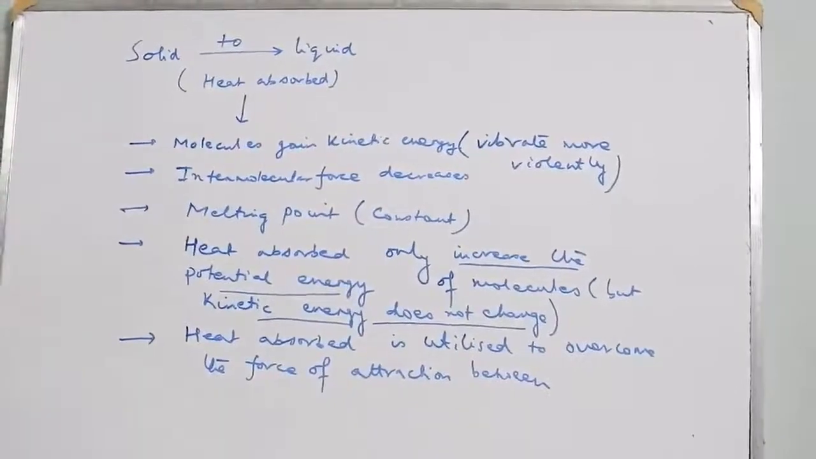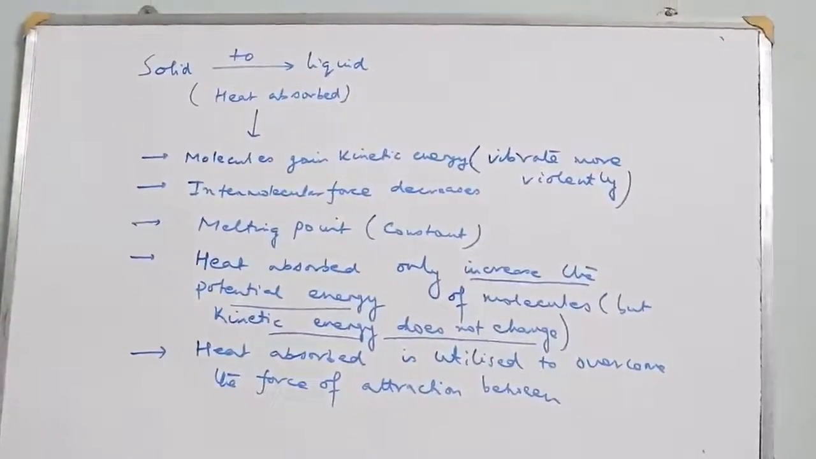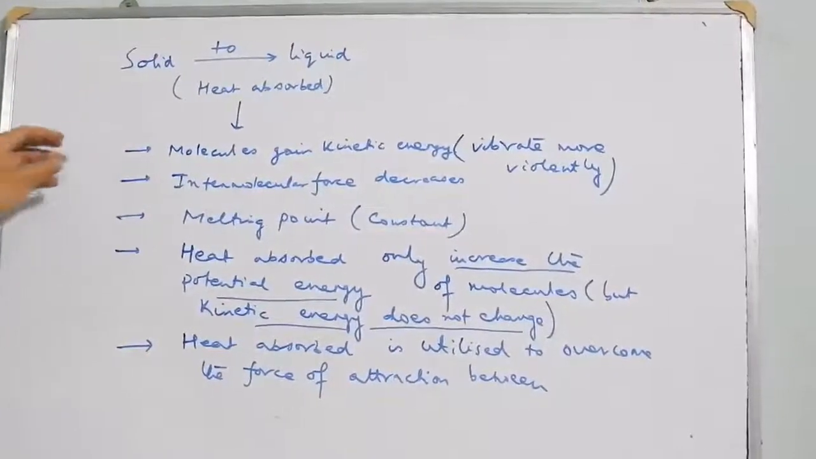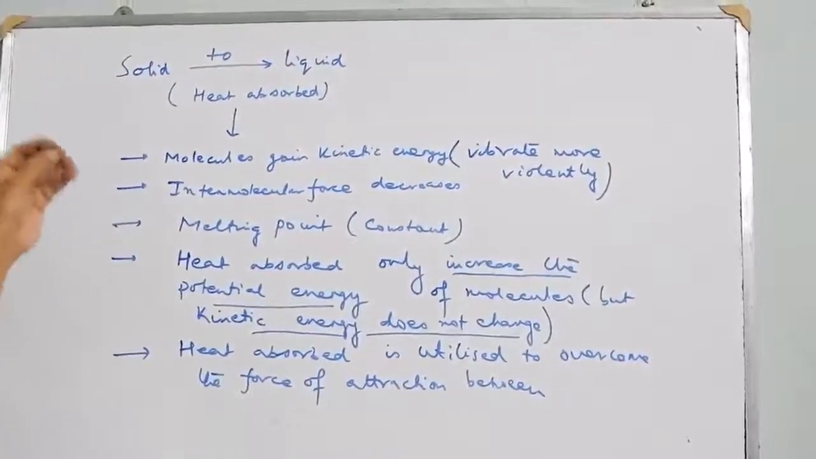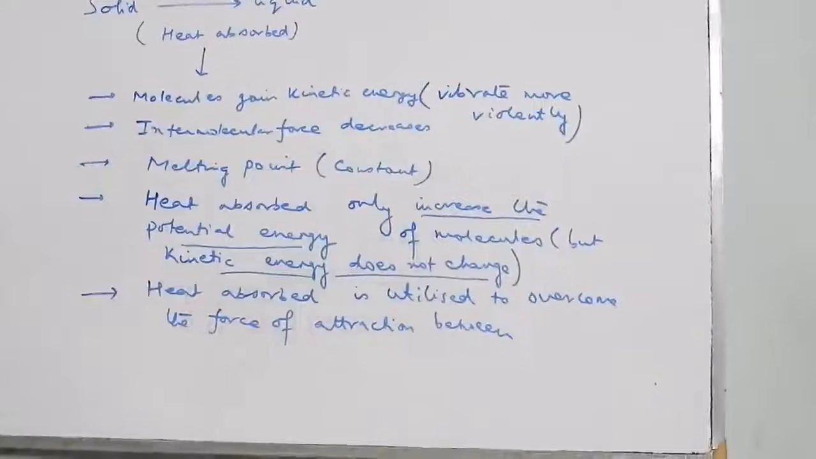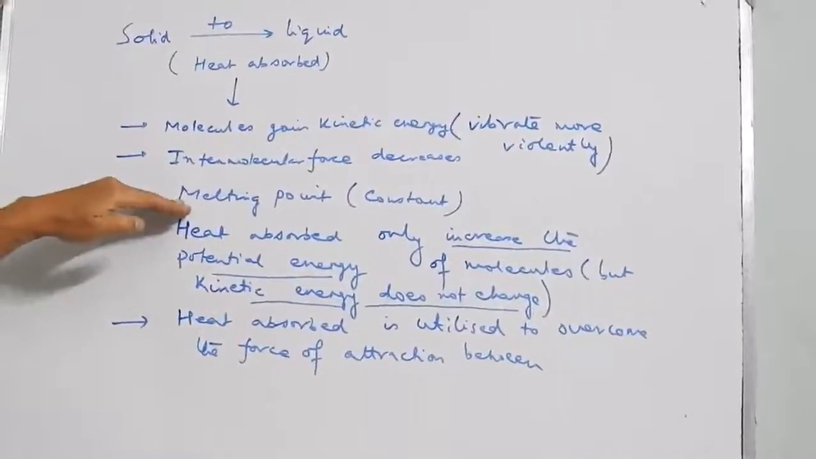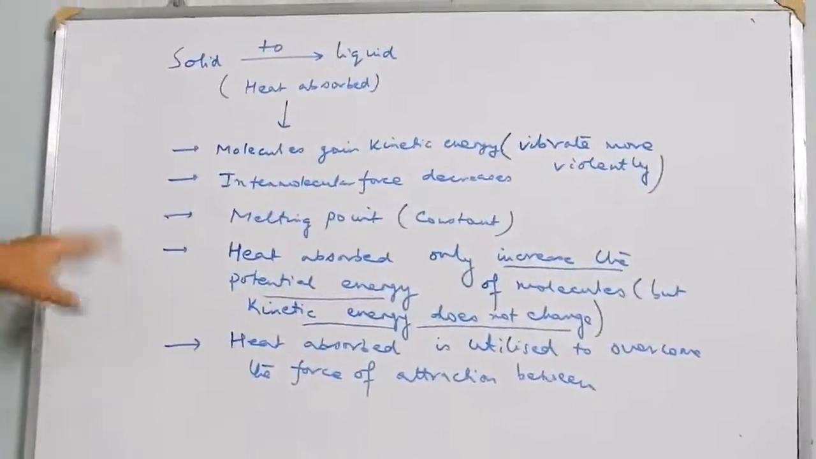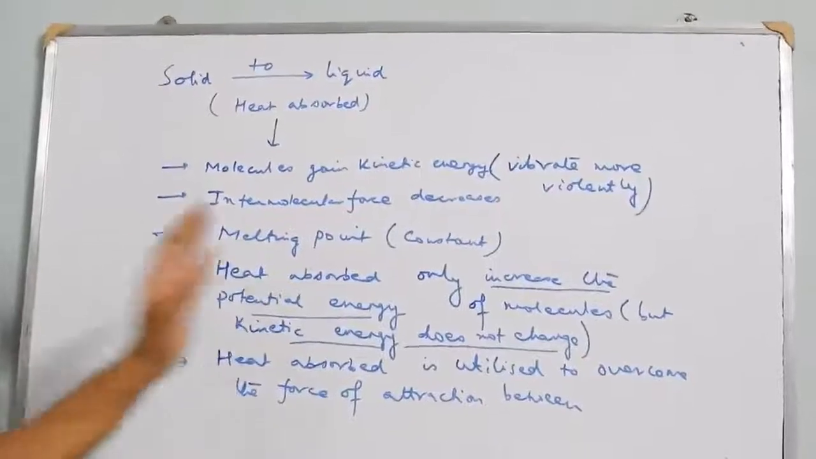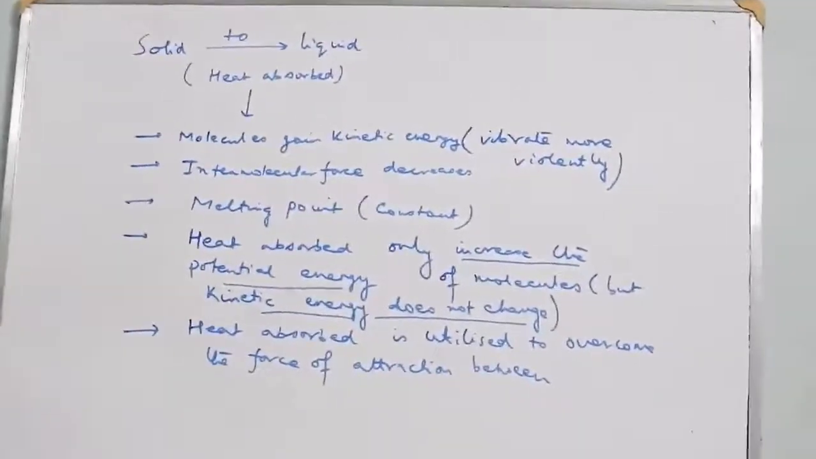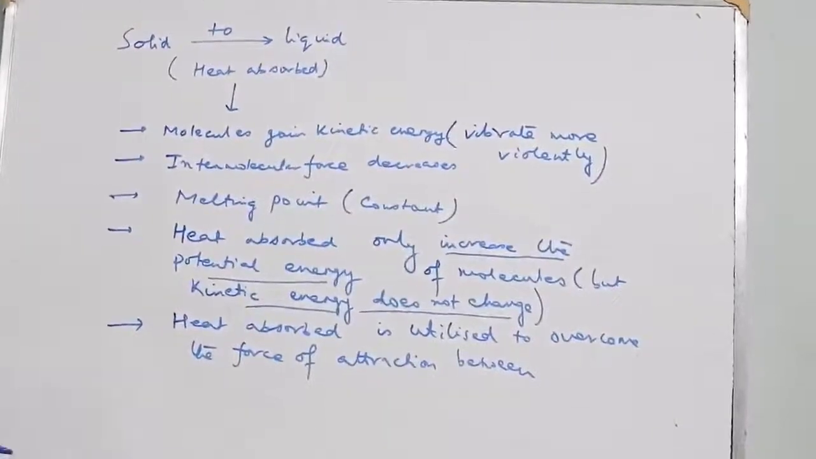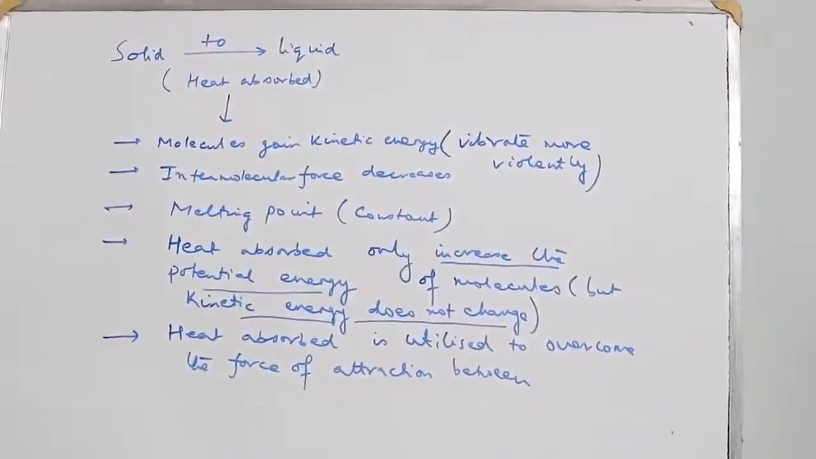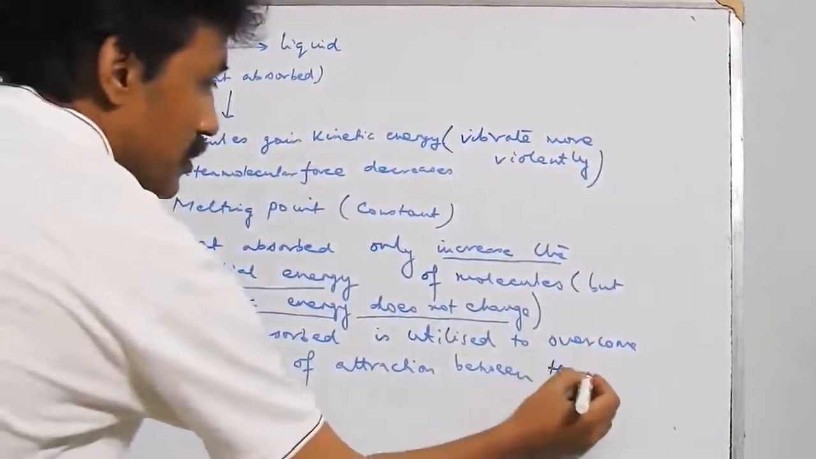So there are two stages in this situation. Initially, the molecules are gaining kinetic energy, the temperature is increasing, the intermolecular force is beginning to decrease, the molecules are vibrating more vigorously, but when the solid reaches its melting point, the temperature remains constant. From there on, the heat absorbed only increases the potential energy of the molecules, and the molecules are now more free to move and they convert to the liquid state. And so the heat absorbed will only be utilized to overcome the force of attraction between the molecules.